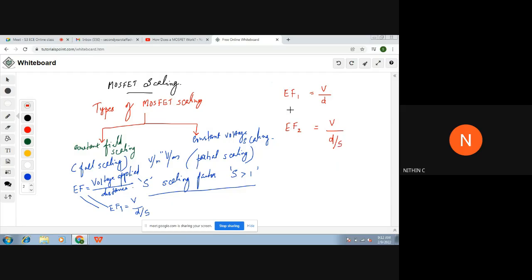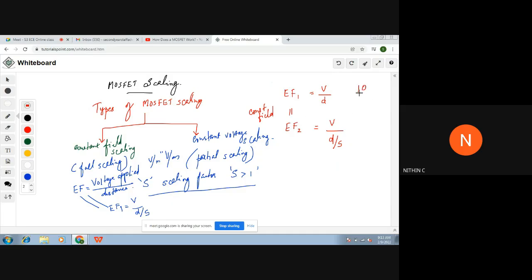The condition we need is that this electric field has to remain constant. In constant field scaling, these two values will be the same. In order to make these two values the same, what should be the operation that you do? Doing only D by S, would these two values be the same? You can try it.